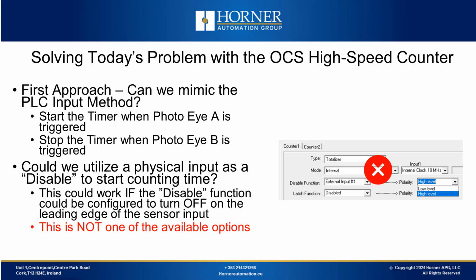To do this, we would have to connect the disable function to a physical input and then configure the function to turn off when the leading edge of photo eye A is triggered. However, the configure settings of the high-speed counter and disable function do not allow us enough flexibility to do this, so we will not use this approach.